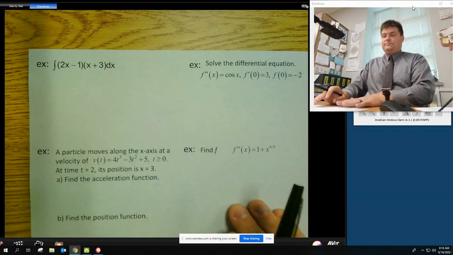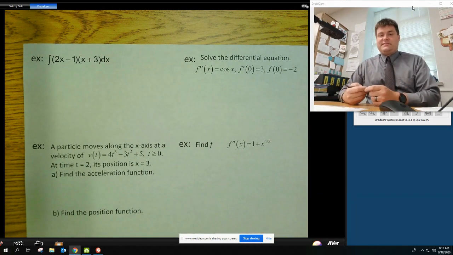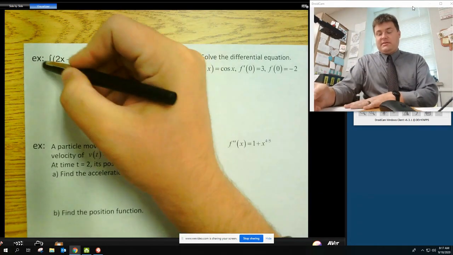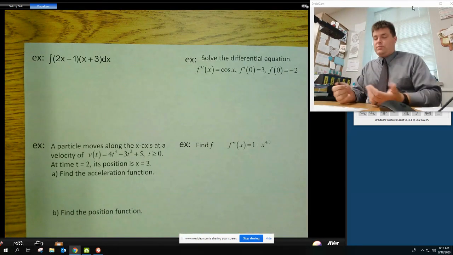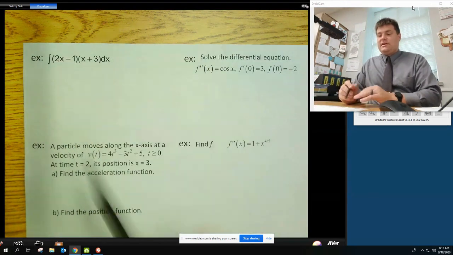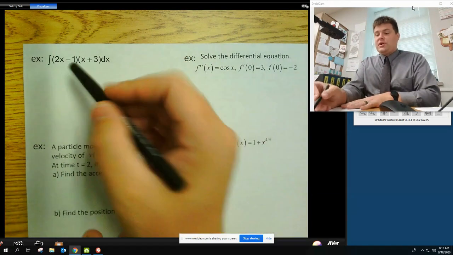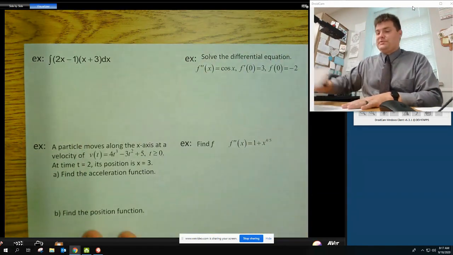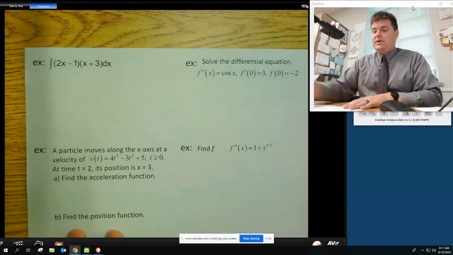For antiderivatives, these are also known as integrals. If you see this symbol right here, that's an integral symbol. Vocabulary-wise, either one is good. If you want to take the antiderivative of this function, you actually need to distribute this all the way through, because we don't know how to do this. This is not one of our rules. If you look through our list of rules, it's not going to appear.